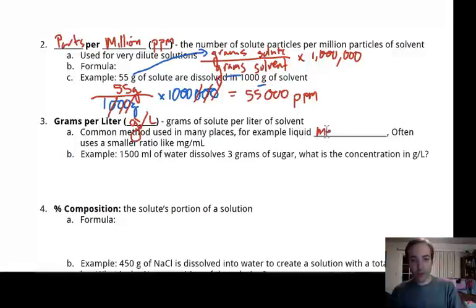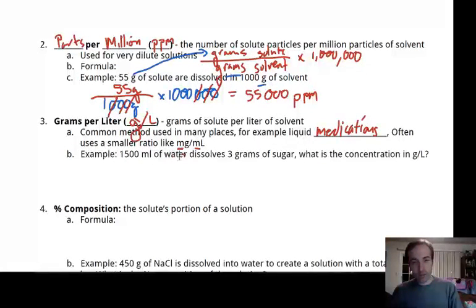For example, it's used a lot in liquid medications. So if you buy liquid medications from the store, say like liquid Tylenol, it's often described in terms of grams per liter, but these are very big measurements. So typically with medications, they scale it down into the millis. So it'll be like milligrams per milliliter. Let's give you an example here.